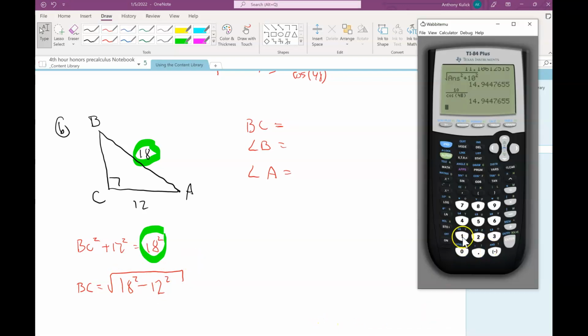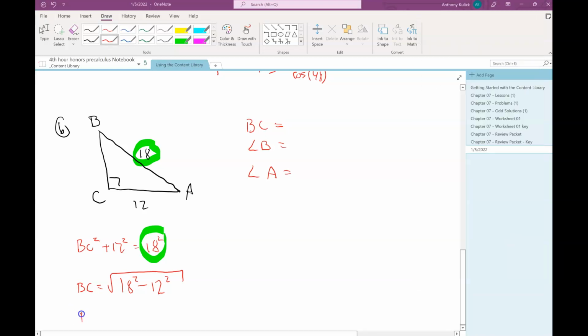Again, you could find the intermediate step of what 18 squared minus 12 squared is if you want to. I'm just going to type it all into my calculator in just one line, because I think it's easier that way. So I get 13.42.